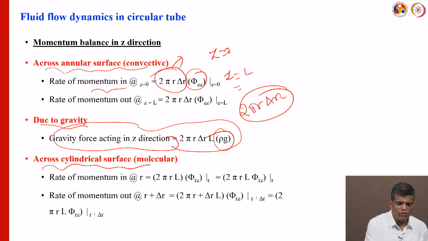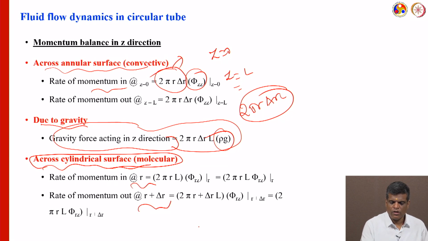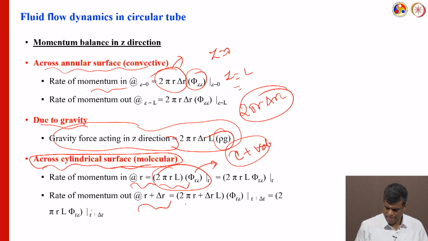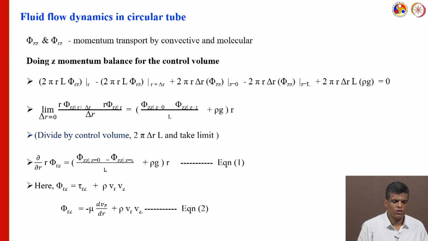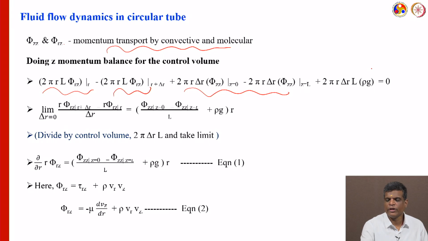So first one is annular surface, then across the cylindrical surface, what is happening here. So at r or r plus delta r, there is the unit, the 2 pi r L, again pi of z by z, the pi is a function of shear stress, then velocity, both convective and stress here. Same way here also, the 2 pi r plus delta r. So the momentum transport by convective and molecular here, the pi z, pi r z here, the first one we are writing in terms of the cylindrical, then annular surface, then due to gravity.